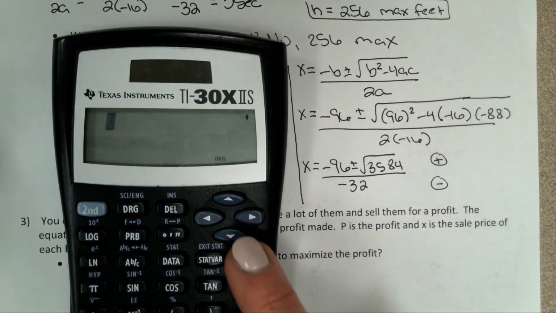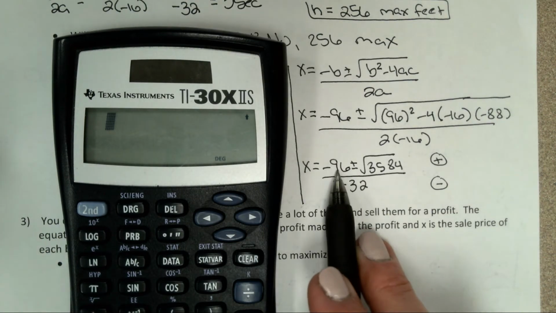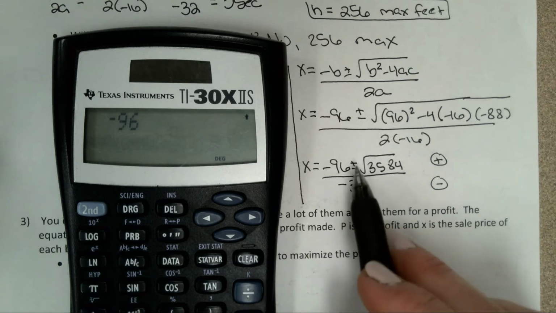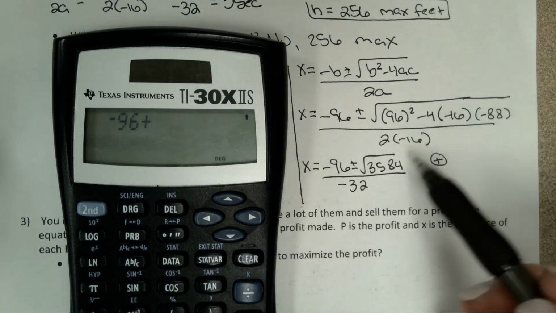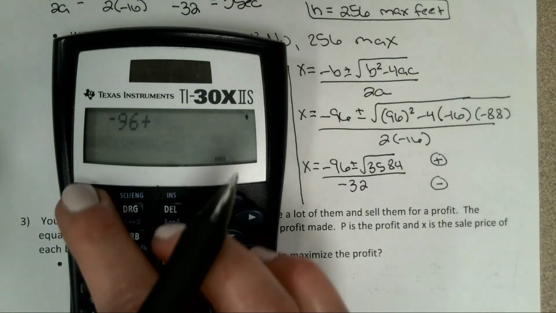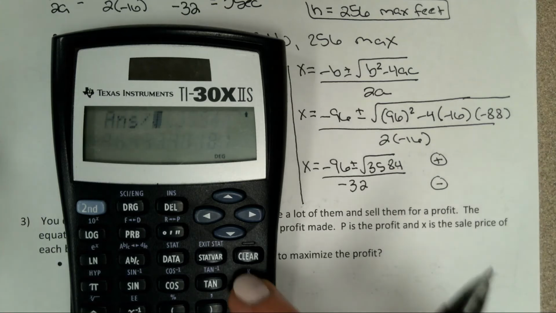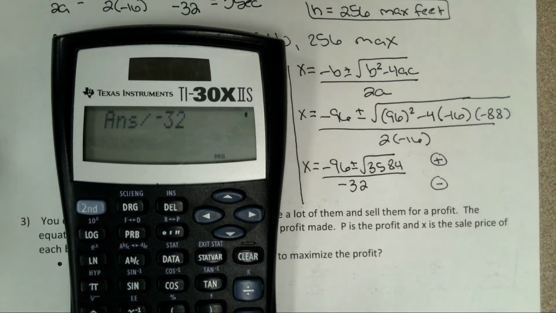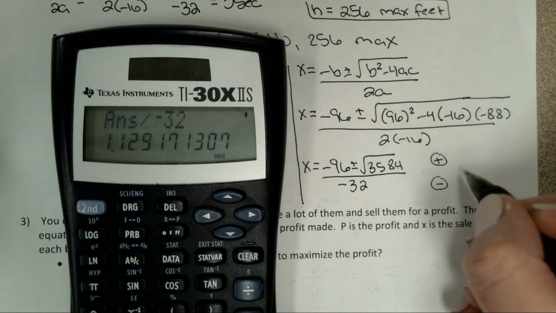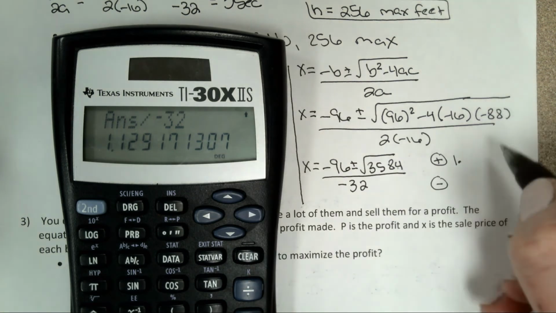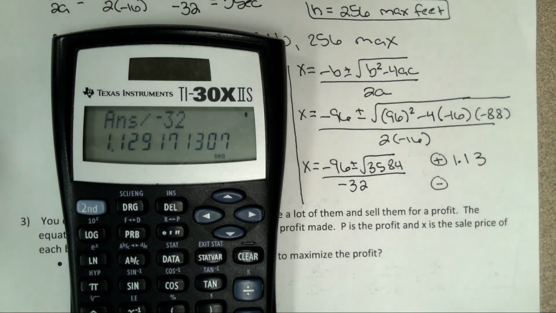This one works pretty nicely. So here's how I type it in. Negative 96. I'm going to start with the plus. Radical 3584. And then I hit the enter button. And then I'm going to go divided by negative 32. Enter again. So I get 1.13. I'm going to round that.